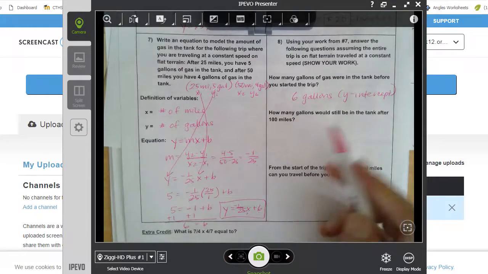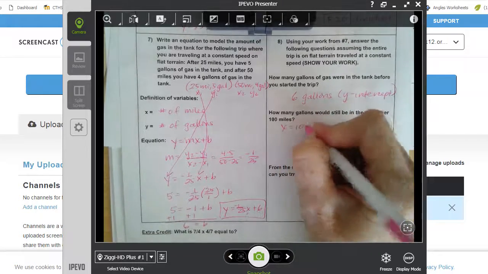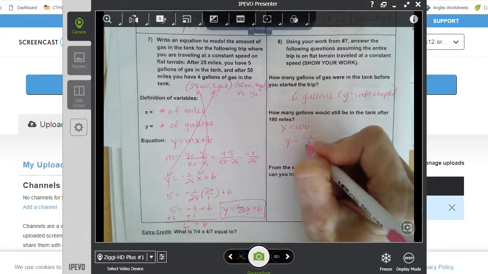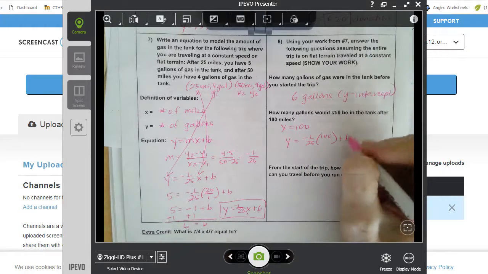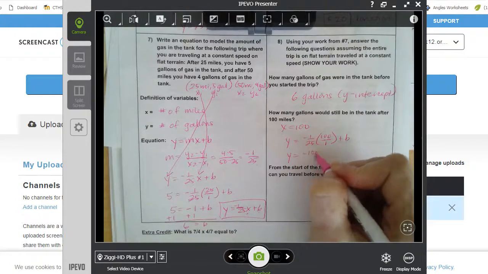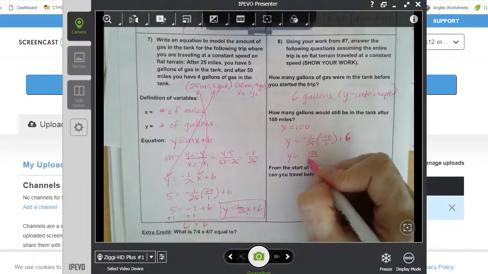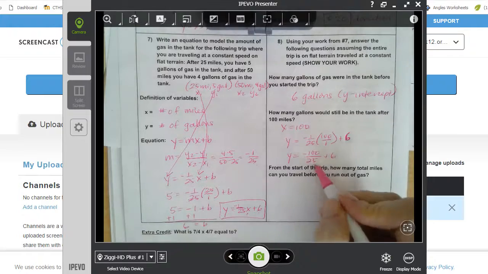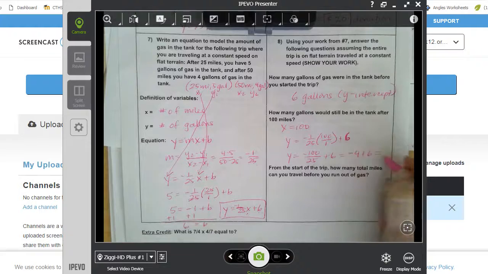Okay. How many gallons would still be in the tank after 100 miles? Well, they're giving me a value of x. So I've got y equals -1/25 times 100 plus b. That's the same as 100 over 1. I get y equals -100 over 25 plus 6, my apologies, that's a 6. -100 divided by 25 is just -4 plus 6. So 2 gallons I would have left after 100 miles.